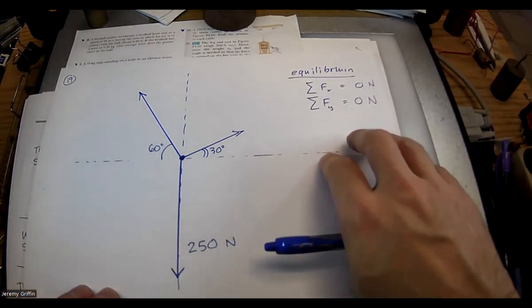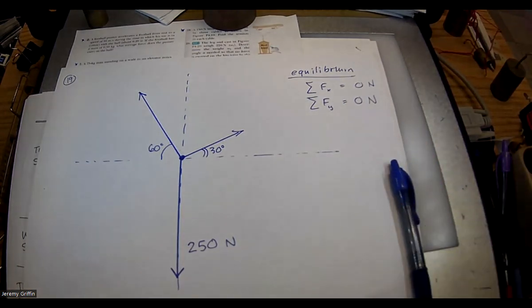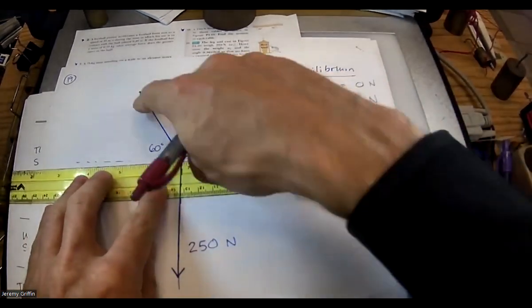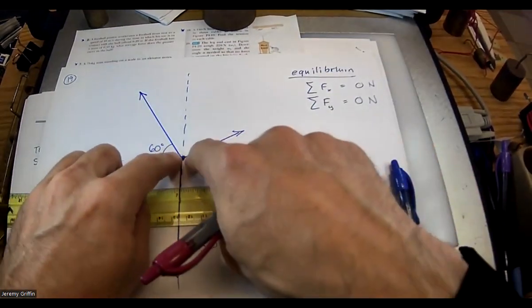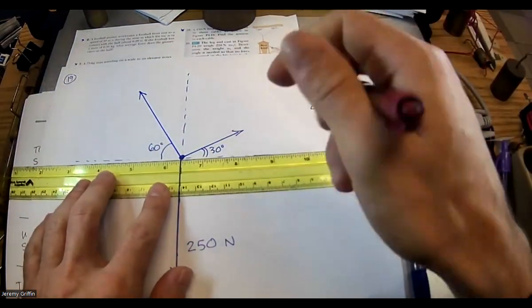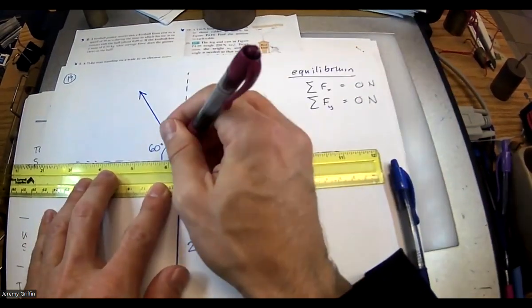Right. I think I need some components. You guys want to do some components? So let's break these each into XY components. Now you can go up and over, or you can go over and up. It doesn't matter which way you do it, but I'm going to go over and up, because I think it's going to play out a little bit better on the paper.